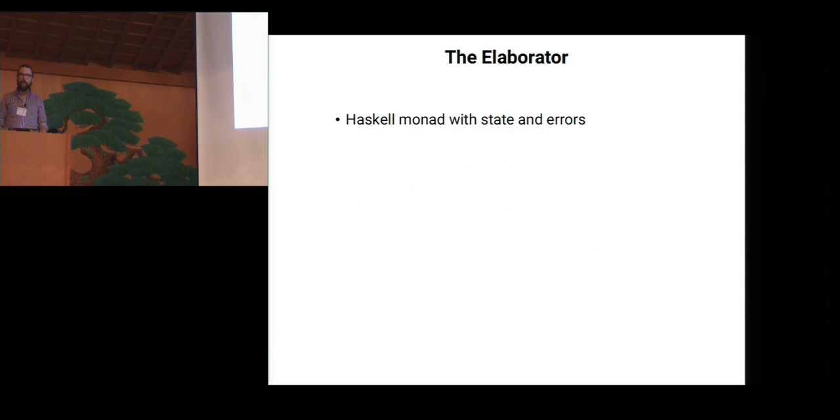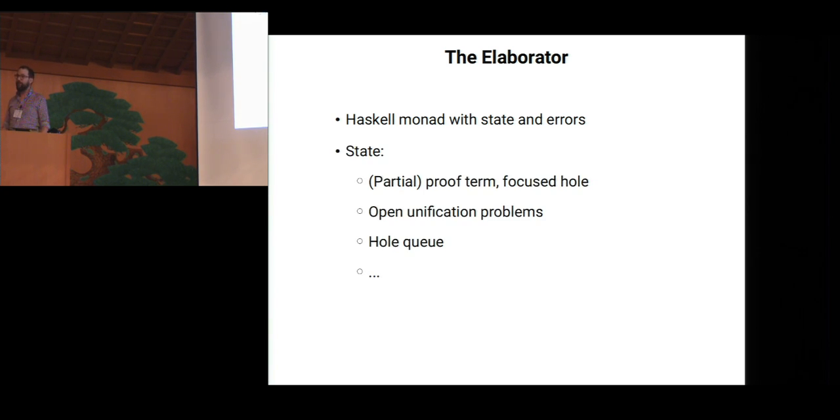So the way that this is structured in Idris is that we actually have a sort of internalized proof monad. It's written in Haskell, and we've got this sort of state and error monad. And the state consists of a partial program or proof, depending on what goggles you're wearing at the moment. And it's got holes in it. And one of those holes is focused. There's also a collection of open unification problems, because sometimes, as we're elaborating, we don't know yet whether or not things will unify. And then there's a hole queue, which can direct further use of elaboration. Once we've solved this hole, what do we do next? Where do we focus? And there's some other stuff like a name supply, which isn't that interesting for today's talk.